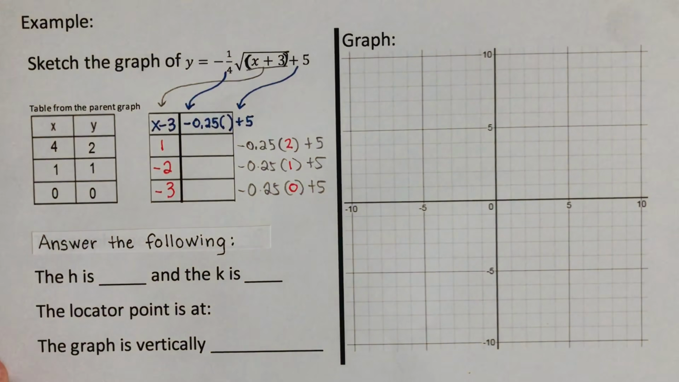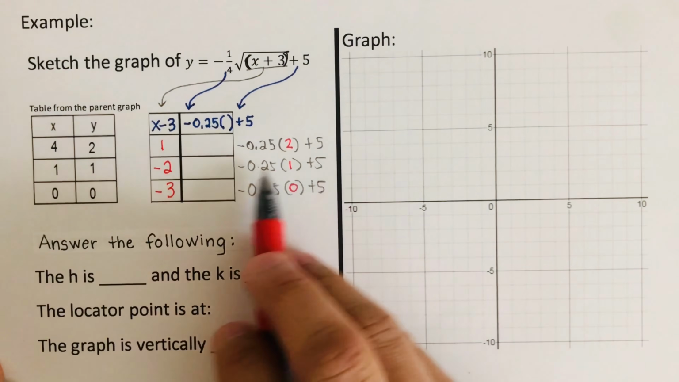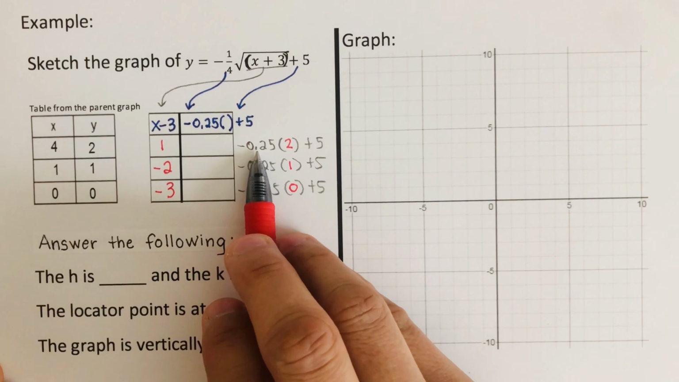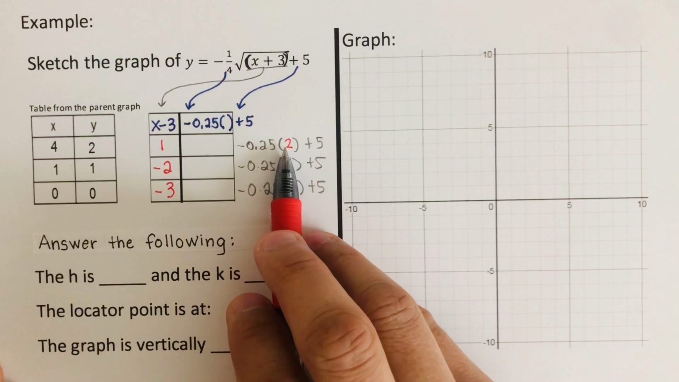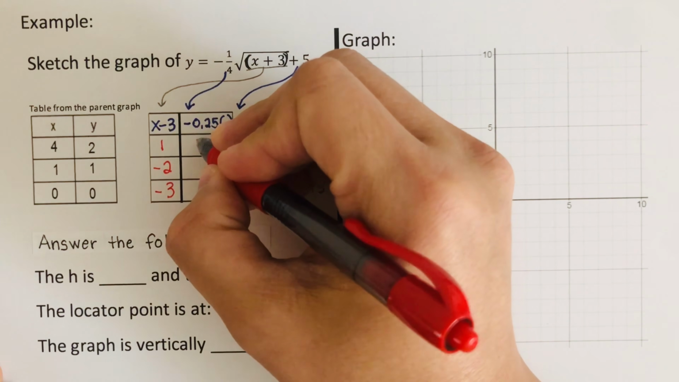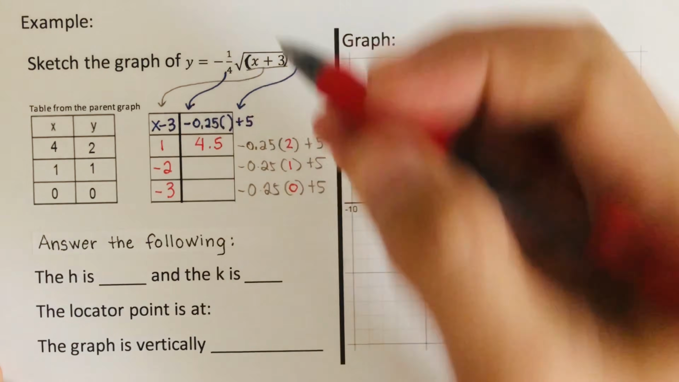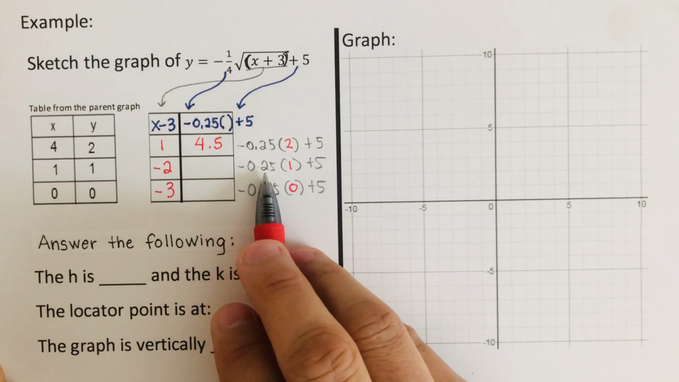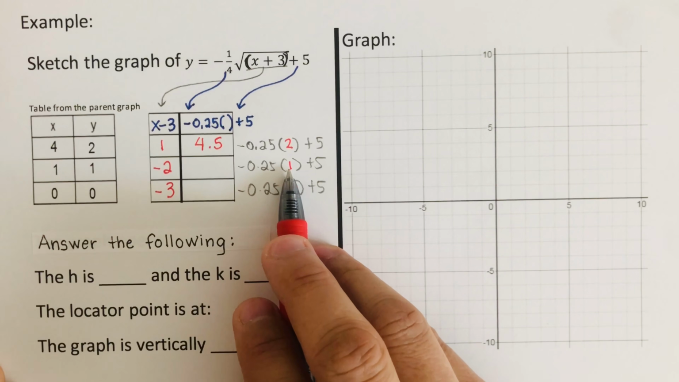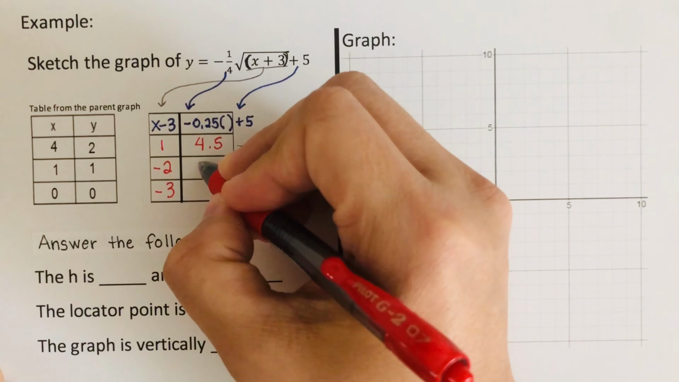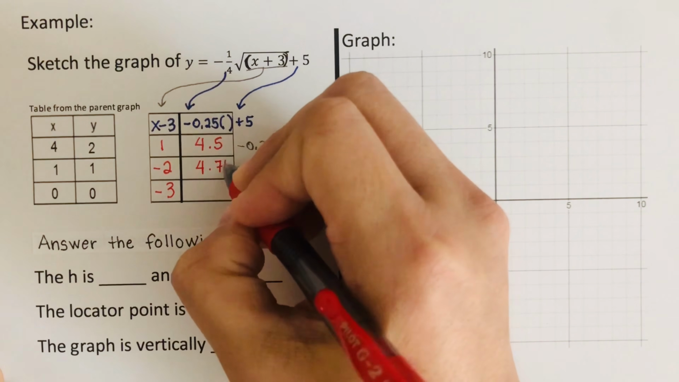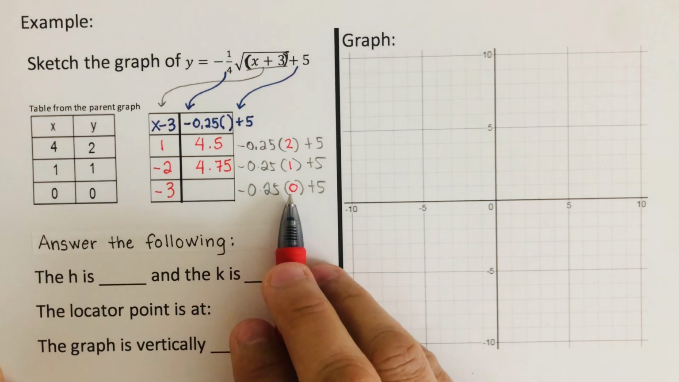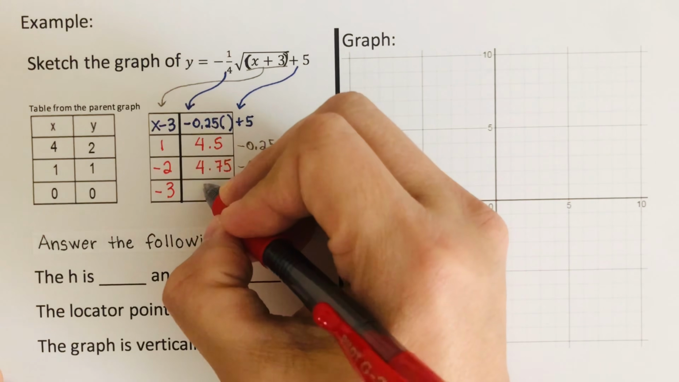So we do the math here. Once we multiply all these, negative 0.25 times 2 is negative 0.5, plus 5 is a positive 4.5. And then negative 0.25 times 1 is negative 0.25, plus 5 is 4.75. And then 0.25 times 0 is 0, plus 5 is 5.